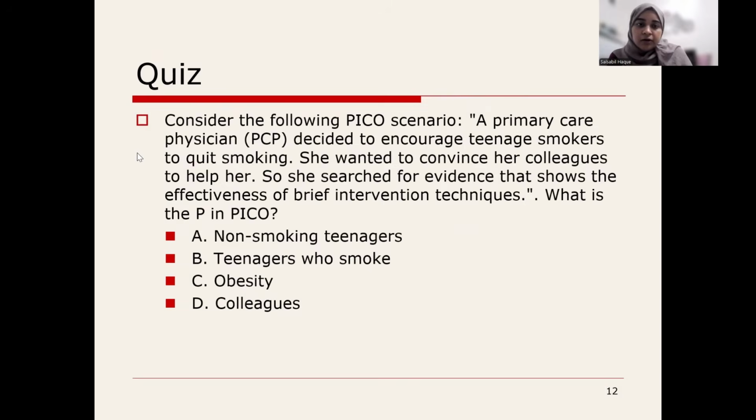So consider the following PICO scenario. A primary care physician decided to encourage teenage smokers to quit smoking. Okay? So she convinces her colleagues to help her. She searched for evidence that shows the effectiveness of brief intervention techniques. What is the P here? The P is going to be teenagers who smoke. Our population is not non-smoking teenagers. We want to encourage smoking teenagers to stop smoking, right? So our population here is going to be teenagers who smoke.